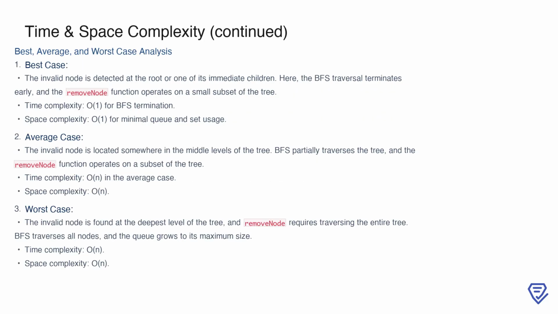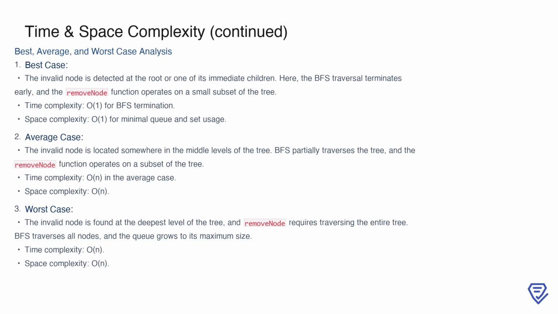Analyzing the best, average, and worst-case scenarios further highlights the efficiency of our approach. In the best case, the invalid node is located at the root or among its immediate children. Here, the BFS traversal terminates after just a few steps, and the remove node function operates on a very small subset of the tree. This results in a time complexity of O(1) and a space complexity of O(1). In the average case, the invalid node is situated somewhere in the middle levels of the tree. BFS traverses a portion of the tree, and the remove node function works on a moderate subset. Even in this case, the time and space complexities are O(n).